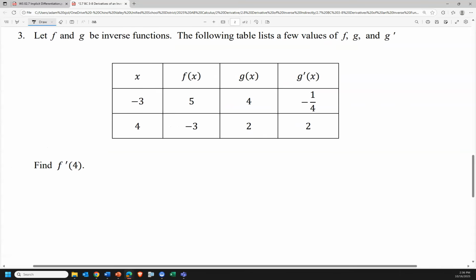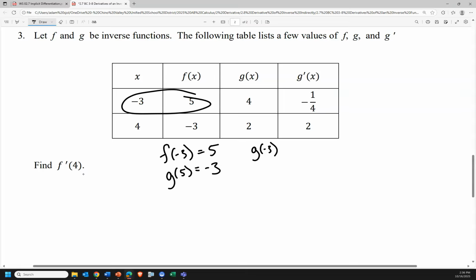So this says f and g are inverses. And here's a bunch of stuff that we probably don't need to know. Okay. So if f and g are inverses, let's go through a couple of things. This says f of negative 3 is 5, which means g of 5 is negative 3. f and g are inverses, so inputs and outputs match, all that sort of stuff. And then it says g of negative 3 is 4, which means f of 4 is negative 3.